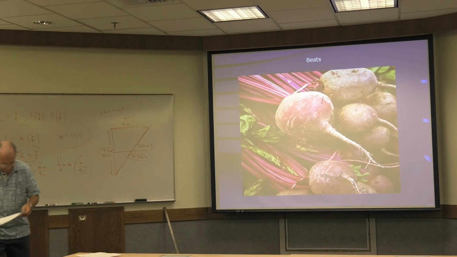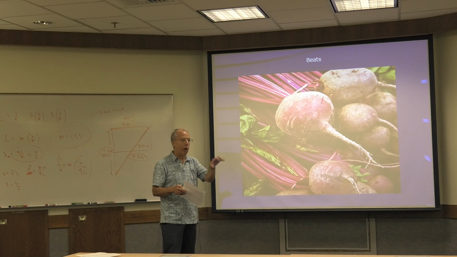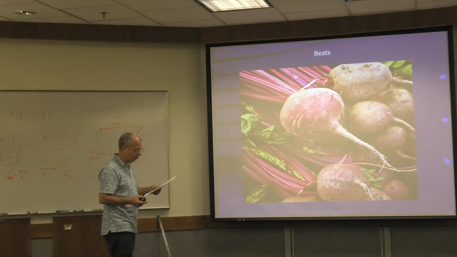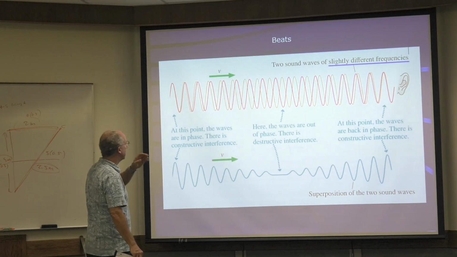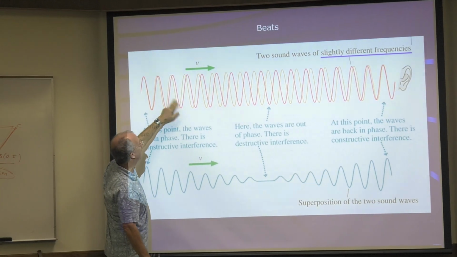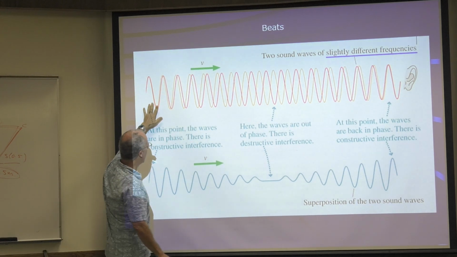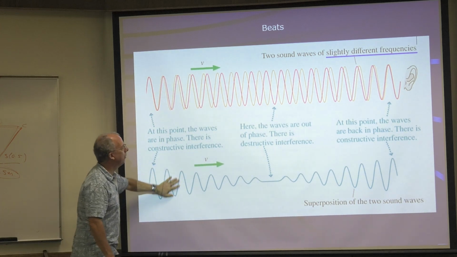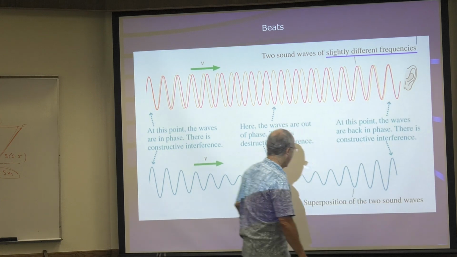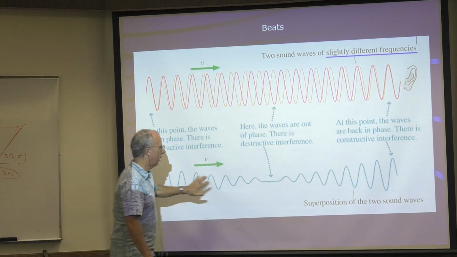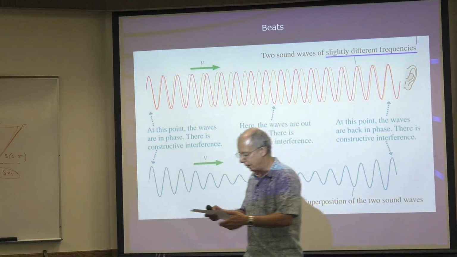There's a certain frequency to that, but it varies in loudness. So that's the beat frequency. This is what I'm talking about. Here you have 2 waves, and you can see that they're just a little bit off. Here they're sort of constructively interfering. Here they're destructively for sure, and here they're more constructively again. So you hear loud, not loud, loud, not loud, loud. That's what you hear.